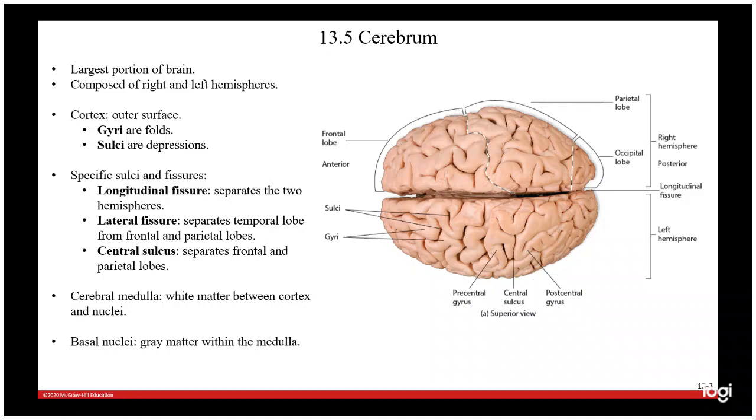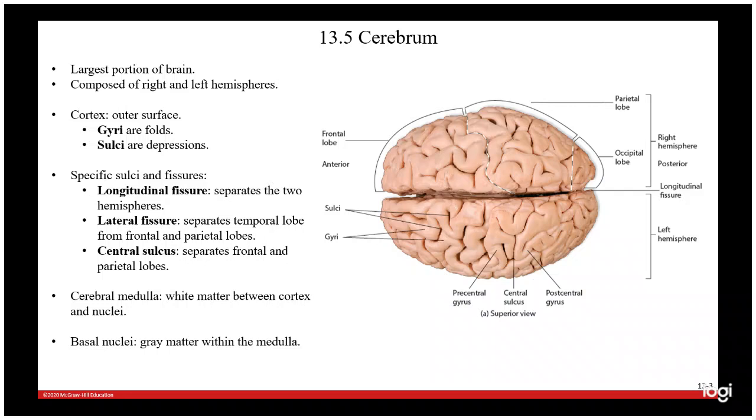All right. Again, with the cerebrum, it is the largest portion of the brain. It is the part of the brain that everybody thinks about when they're talking about the brain, the wrinkly bits. And you've got 2 hemispheres, so you've got the right side and the left side. The folds themselves are called gyri or gyrus, depending on whether you're doing singular or plural. The depressions within them are the sulci. And then you will definitely need to know these 3 specific features.